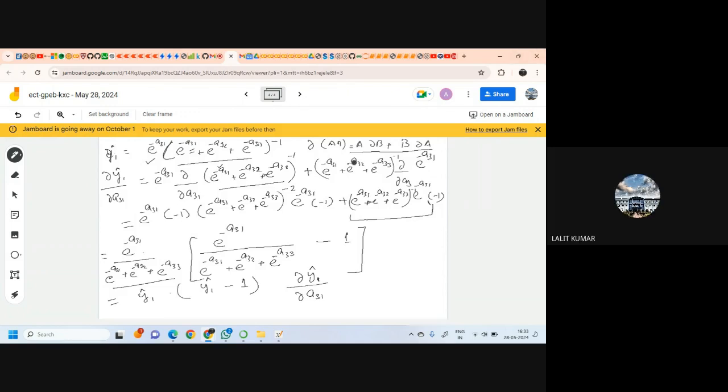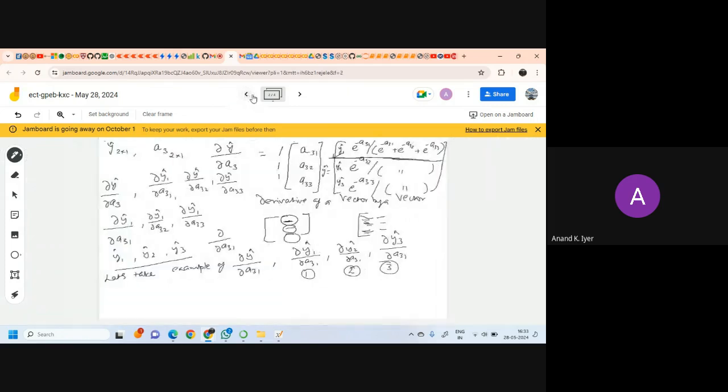I didn't understand that part. Can you? Okay. See, what we had written: to take ∂ŷ/∂a31, I have to take ∂ŷ1/∂a31, ∂ŷ2/∂a31, and ∂ŷ3/∂a31. This we have calculated, the first part.